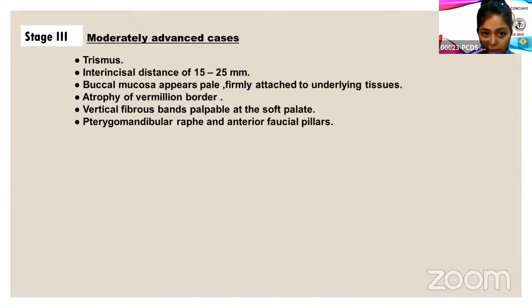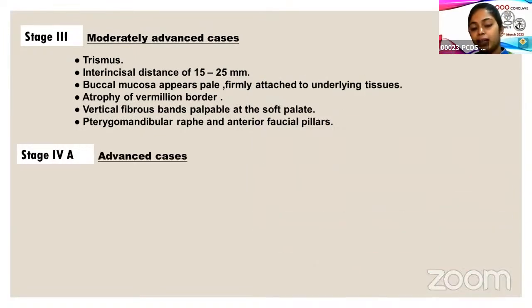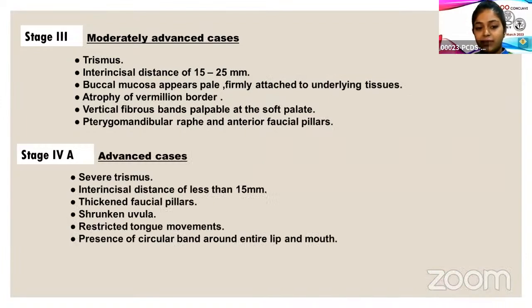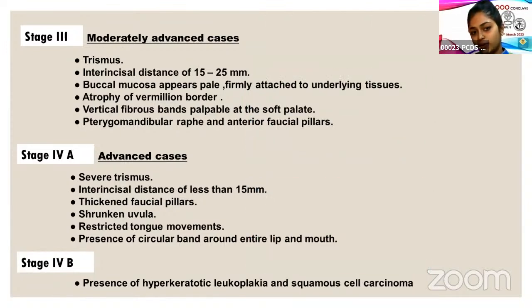Stage 3 is moderately advanced cases. This causes trismus, reduced inter-incisal distance of 15 to 25, atrophy of vermilion border, buccal mucosa appears pale and firmly attached to underlying tissues, vertical fibrous bands palpable at the soft palate, pterygomandibular raphe and anterior faucial pillars. Stage 4 is divided into two, A and B, advanced cases. There's severe trismus and reduced inter-incisal distance of 15 mm. And stage 4B is characterized as presence of hyperkeratotic leukoplakia and squamous cell carcinoma.